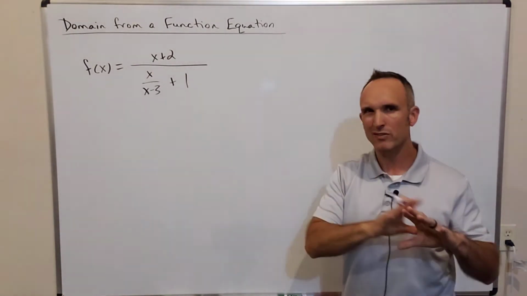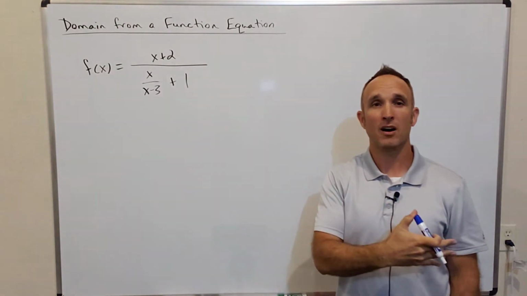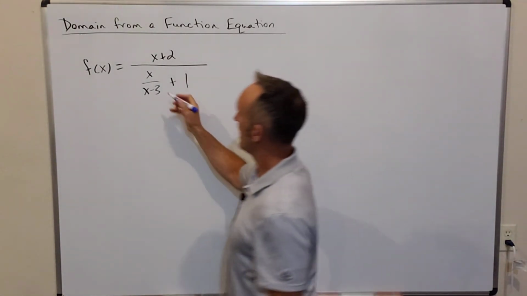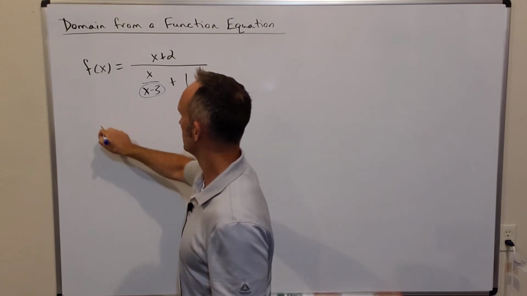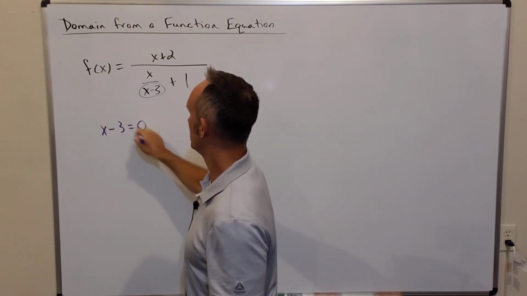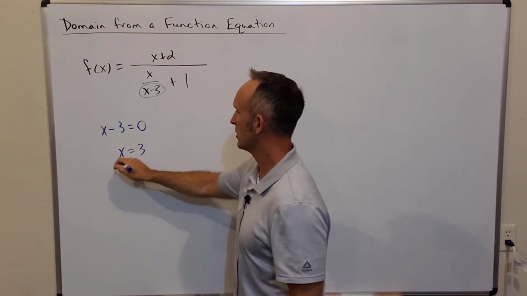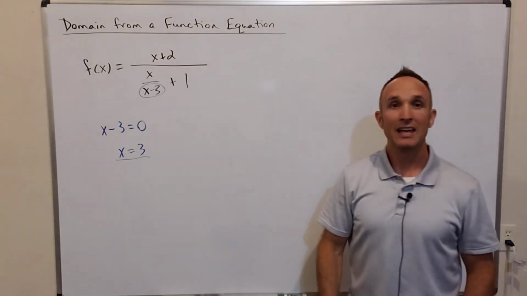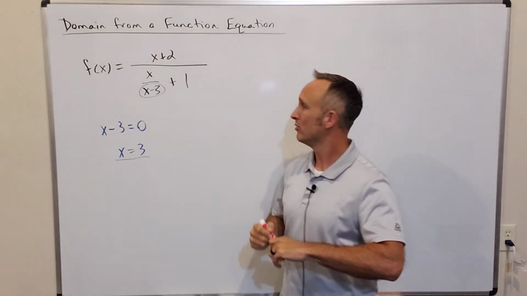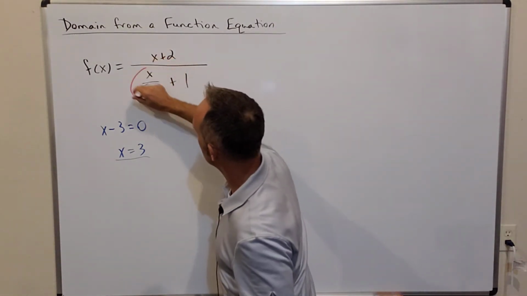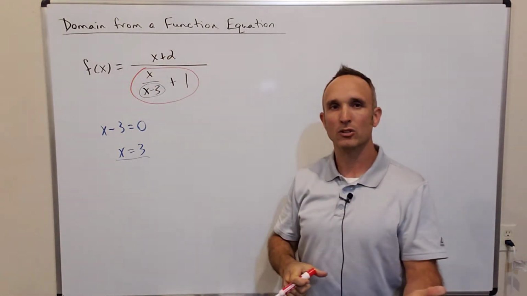Well, there are no even roots, so no problem. But critical areas could also be denominators. Well, clearly x minus 3 is a critical area. It's a denominator, so we'll set it equal to 0, which means that x equals 3 is a critical value, okay? However, that's not the only denominator. All of this is also a denominator. So that's going to yield a critical value as well.